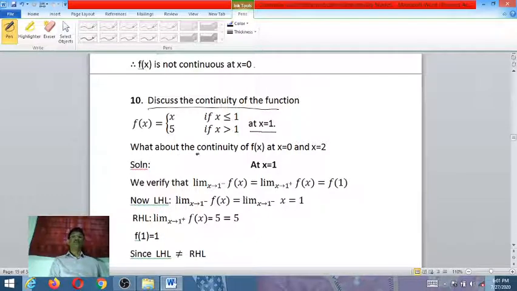Further, what about the continuity of f of x at other points, say x equals 0, x equals 2? First, let us check the continuity at x equals 1. If you look at the entire function, the function is changing its values. Here it is x whenever x is less than 1 as well as x equal to 1, and 5 whenever x is greater than 1.